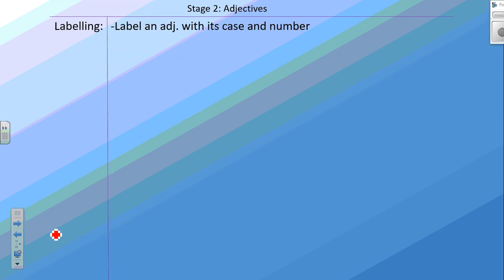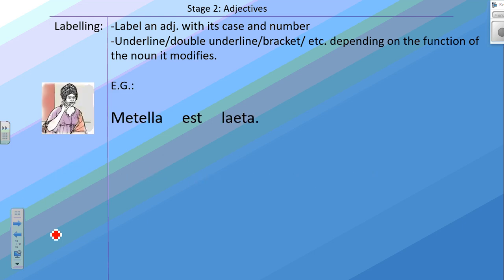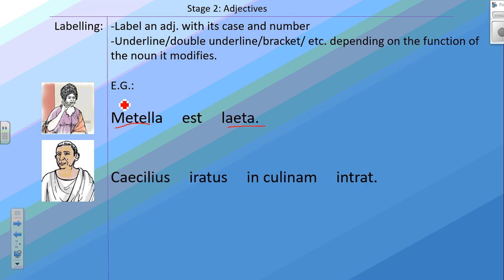All right, a few more things on adjectives. You label an adjective with its case and number, just like you do with a noun. And then you underline, double underline, etc., so that it has the same function as the noun it's with. You can actually put them together. So Metella est laeta, I will underline both of these. I'll write nominative singular above both of these. I'm not going to do it because the dot's annoying, but that's what I would do. Caecilius iratus in culinam intrat. I can actually underline these together if I wanted to and write nominative singular, or separate. It's totally up to you, your choice. I'll know what you mean.